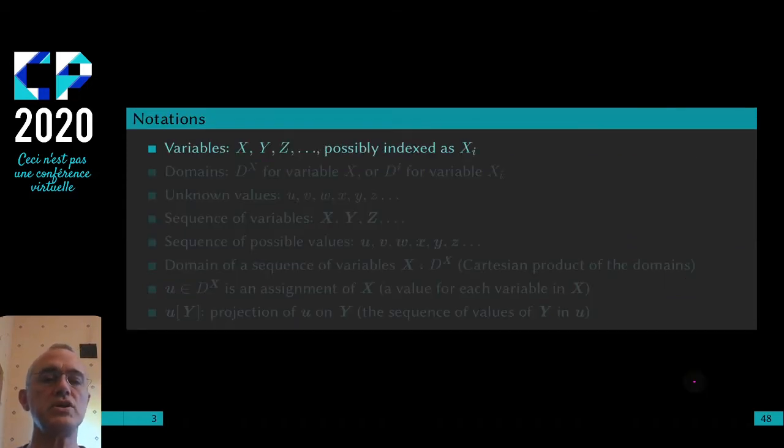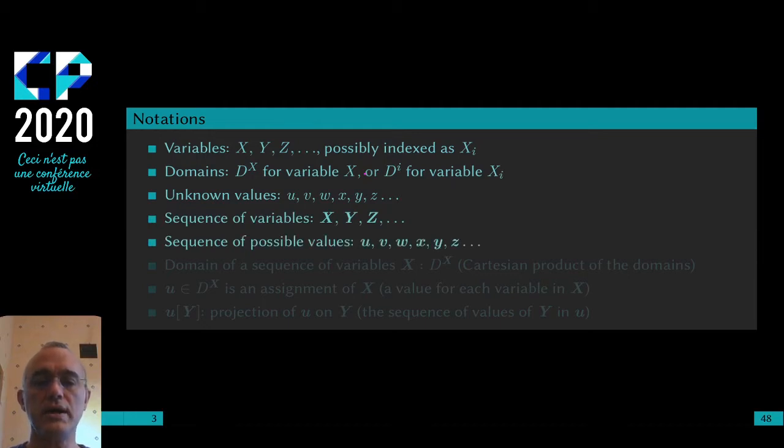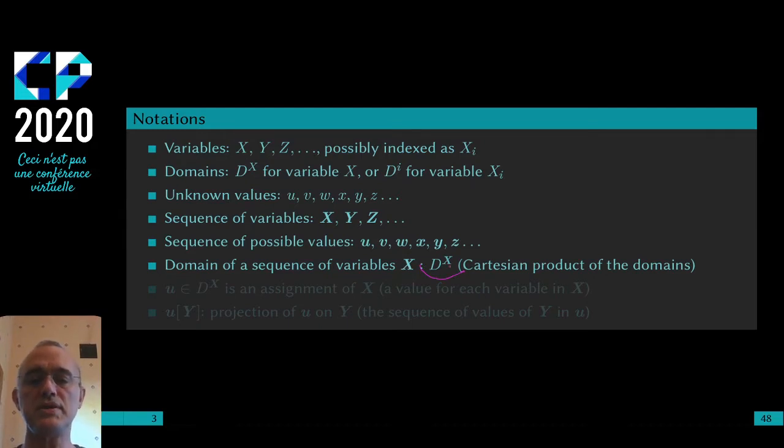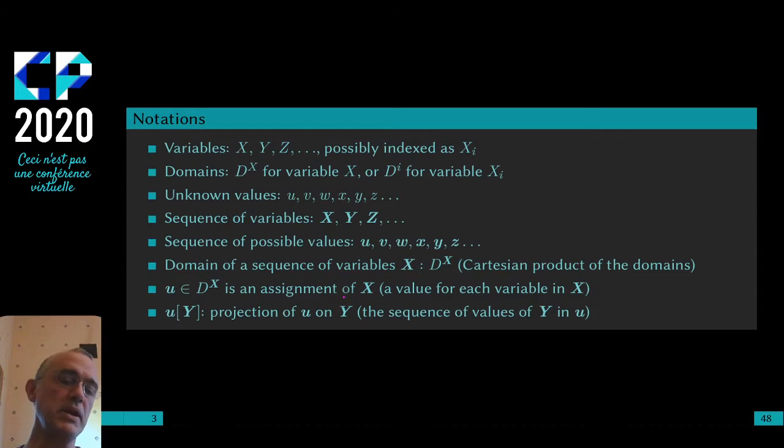We will use the following notation. Variables are uppercase, maybe with indices. The domain is written with a D to the X notation, and this for indexed variables. Lowercase are values, and uppercases and lowercases in bold represent sequences or sets or lists of variables or values. And the domain of a sequence of variables is just the Cartesian product of the domains of the variables in the sequence. So the elements of these sets are tuples, which define an assignment of the variables in the sequence X. And this tuple can be projected to a subset Y, and this is the notation.